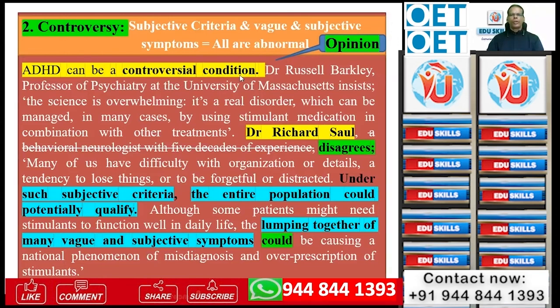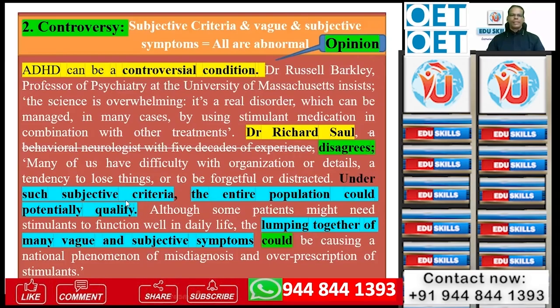See, controversy. See the beginning topic sentence. ADHD can be a controversial condition. There's an argument, controversy. So there are 2 people arguing. And here you see Dr. Richard Saul, a behavioral neurologist with 5 decades of experience. I have struck out these parts because this is not essential. I told you whatever happens between the commas can be secondary information, or this is called subject complement, which you can just skip and read so that you can go faster. So you can read this as Dr. Richard Saul disagrees. Immediately you can read this way, striking out these secondary informations.